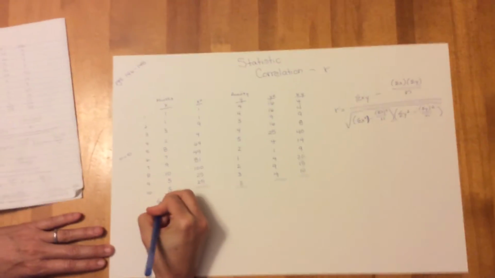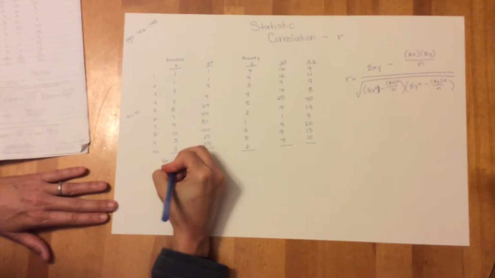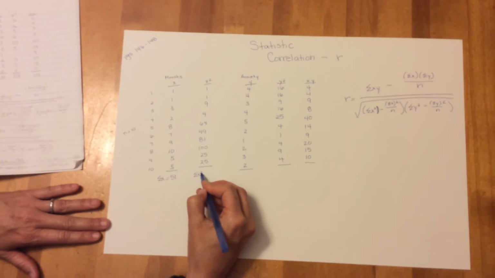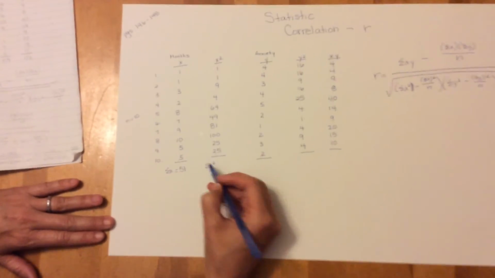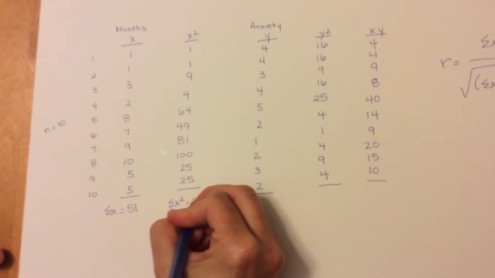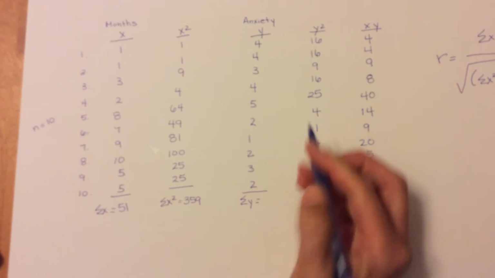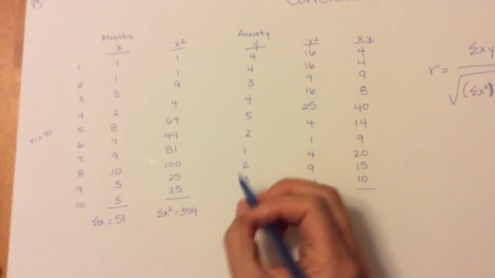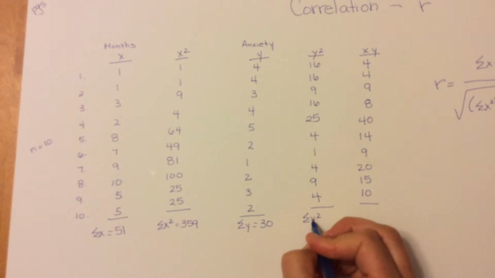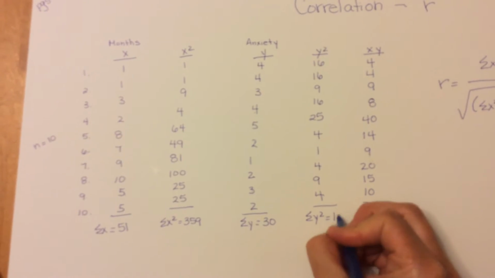Okay? So here you've got sum of x, and if you add all of these up, you should come up with 51. Here we've got sum of x squared. Remember, we squared each x first and then summed them. If you sum all these up, you'll come up with 359. Sum of y, if you add this column up, you'll come up to 30. Sum of y squared, remember we squared each value of y first, now we're going to sum them, is 104.